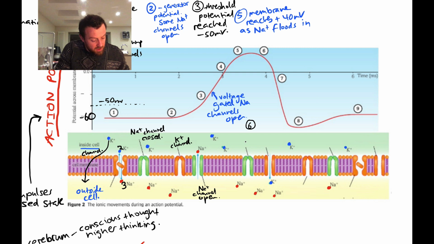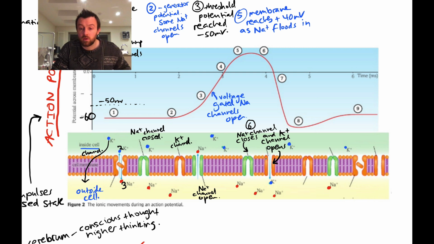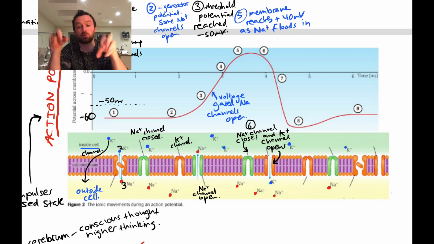So here we have Na plus channel closes, which is this one, and K plus channel opens, which is this one. Okay, so the sodium channel, which is voltage gated, is a really interesting kind of channel, and it actually has almost like a timing mechanism.